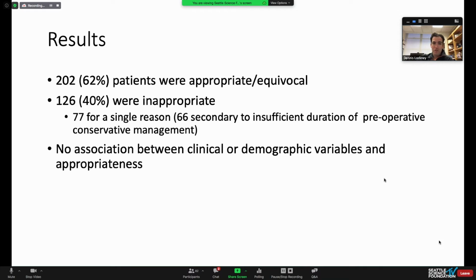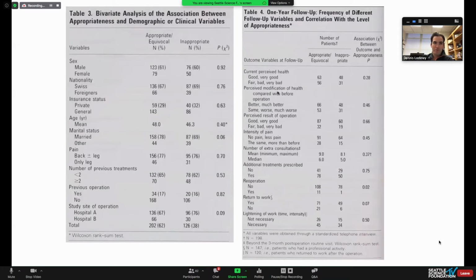They found no association between clinical or demographic variables and appropriateness. So Table 3 just demonstrates that. Their analysis found no association between appropriateness of surgery and demographic or clinical variables based on sex, age, nationality, pain, number of previous treatments, etc. And then Table 4 shows the 1-year follow-up and basically indicates that there was no specific correlation with the level of appropriateness and how well somebody felt at 1 year after their operation.